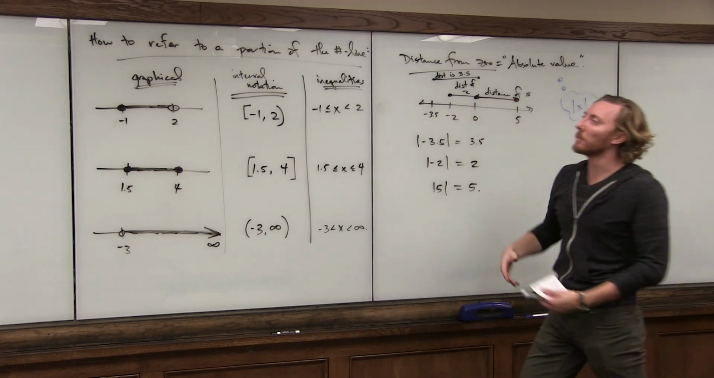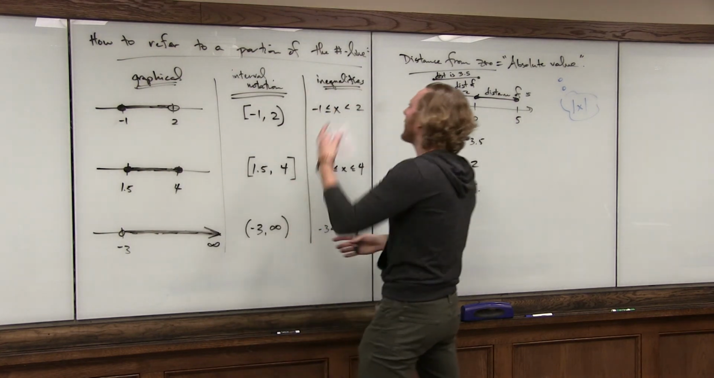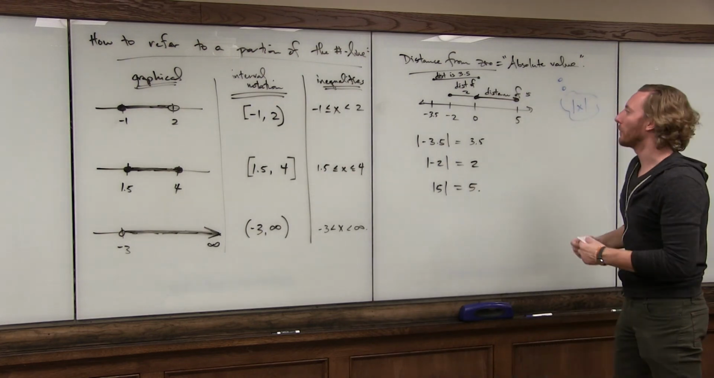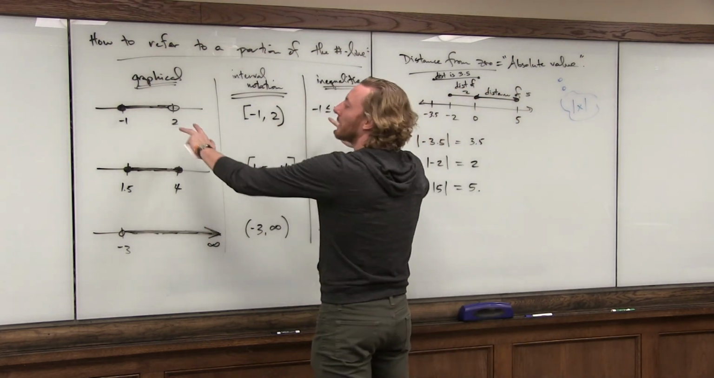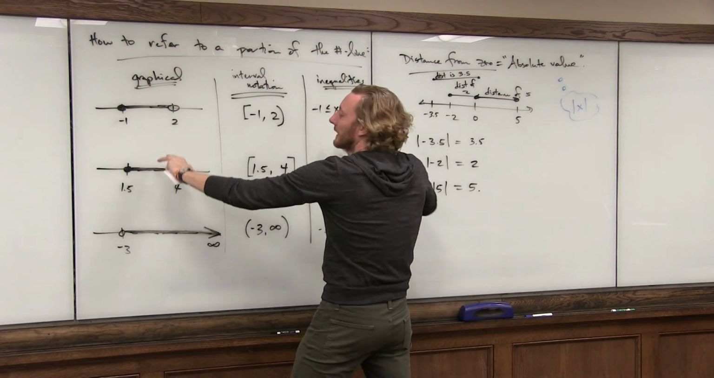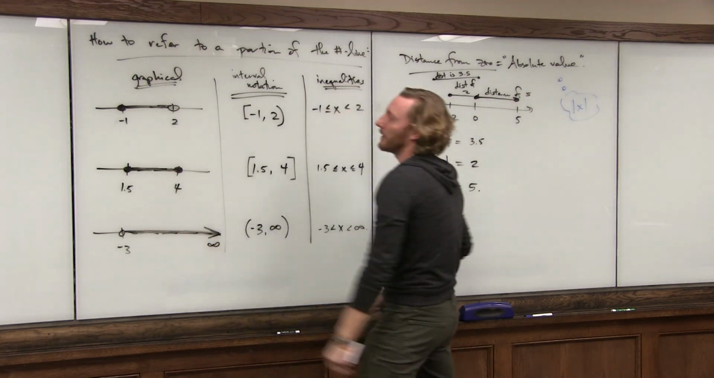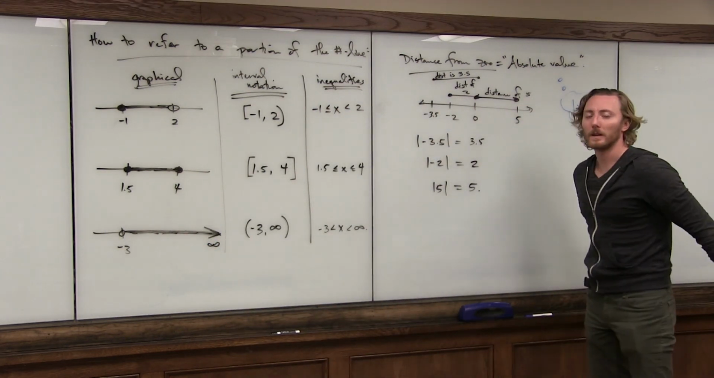Anytime you look at a portion of a number line, you can look at it graphically, visually, interval notation, inequality. All three columns say the same thing, just in a different way. You should be able to, given an interval, cook up a graph and an inequality. Given a graph, cook up an interval and an inequality. Given an inequality, cook up an interval and a graph. That should be totally within your capacities after what we've talked about today.